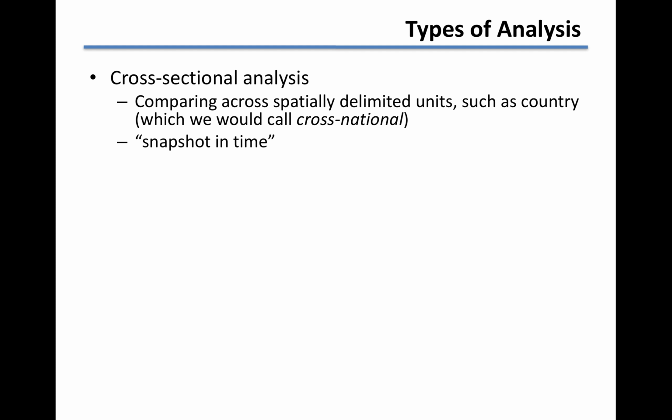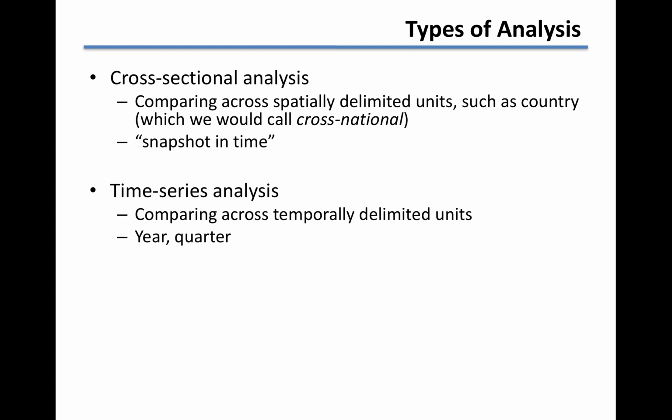So, in the first category, which we would call cross-sectional analysis, this would be where we're allowing space to vary. We're comparing across spatially delimited units. In international relations, the sort of natural spatially delimited unit is country, and we would call this cross-national analysis. This is sometimes colloquially referred to as a snapshot in time, because time is the thing that we're not allowing to vary. Cross-sectional analysis or cross-national analysis would usually mean we're only observing this in 1 year or 1 quarter. In other words, time is not varying at all.